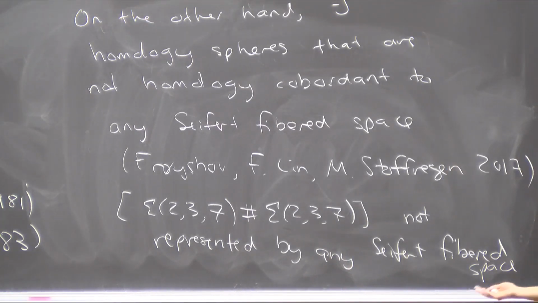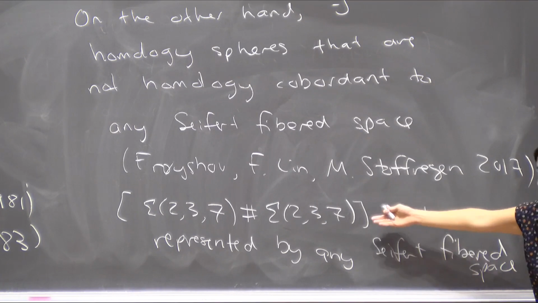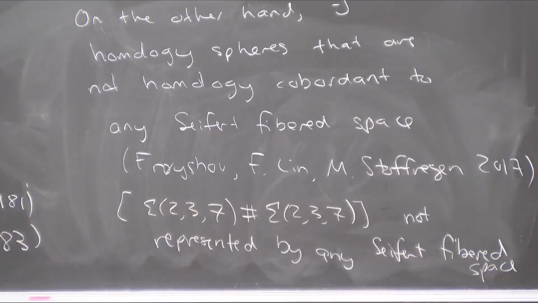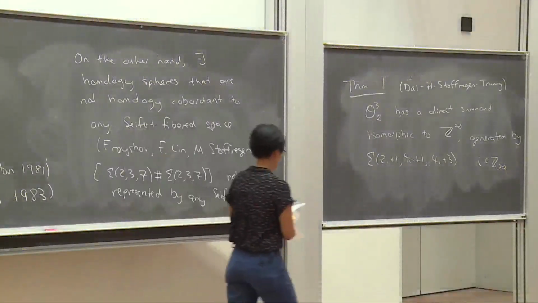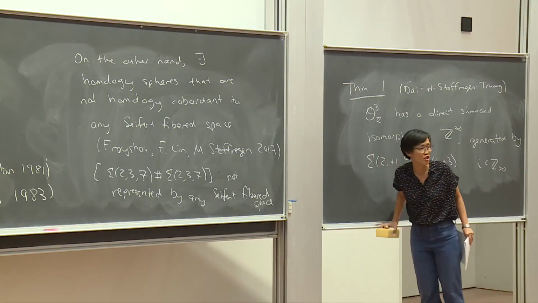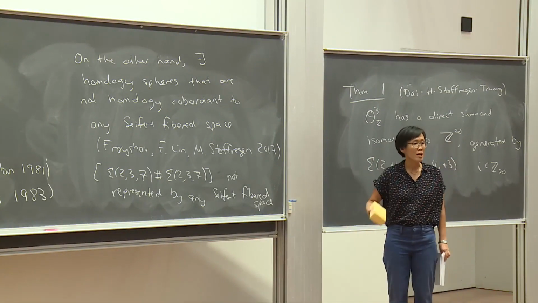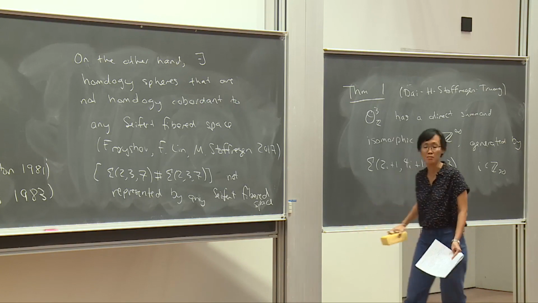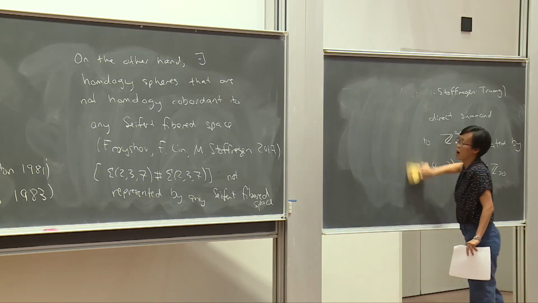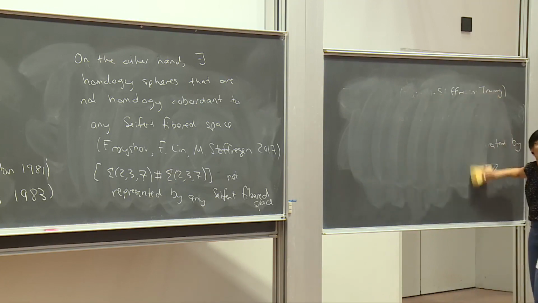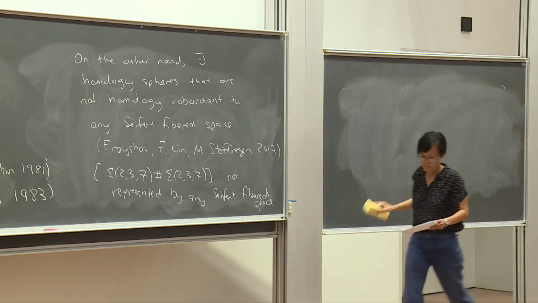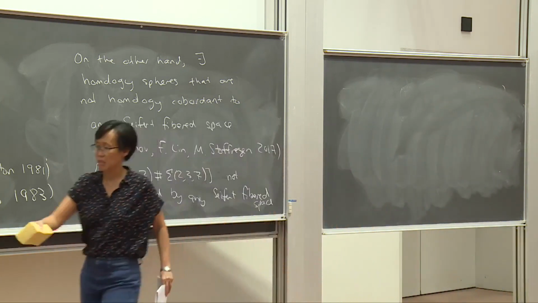However, what do you notice? It's a connected sum of Seifert fibered spaces, right? So in particular, it's homology cobordant to a connected sum of Seifert fibered spaces. So in light of this, the next natural question to ask is, do Seifert fibered spaces generate the homology cobordism group? In other words, is every homology sphere homology cobordant to a linear combination of Seifert fibered spaces? So that's the second result that I want to tell you about today.